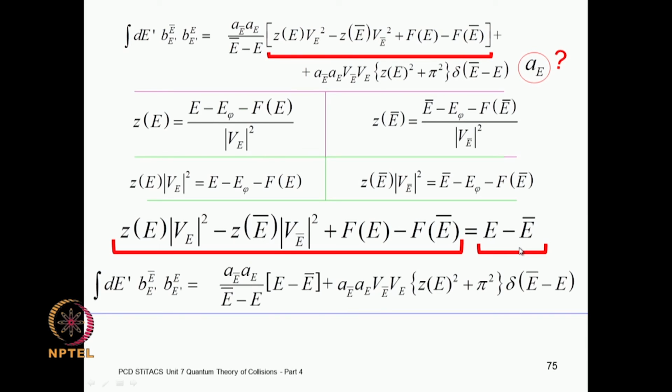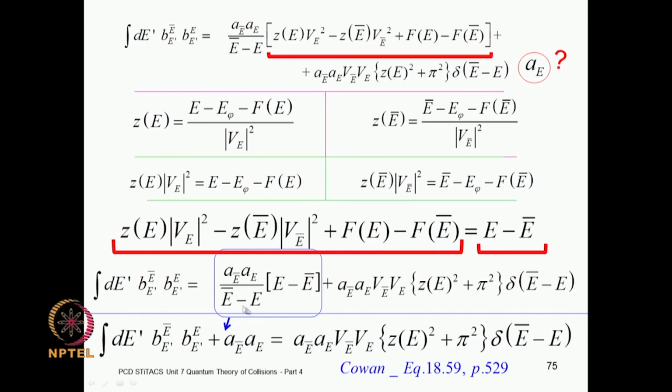Okay. So, now we have got a simpler relation. So, this is the left hand side which comes here, on the right hand side you have got A E bar A E over E bar minus E, which is here. What is under this red underlining is now just the difference between E and E bar, which is here, and then you have got these two terms over here, which is Z square plus pi square Dirac delta multiplied by A E bar A E and V E bar V E.